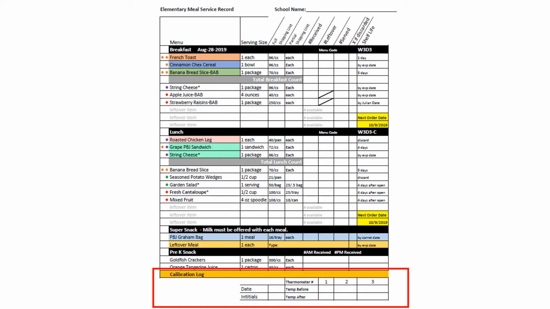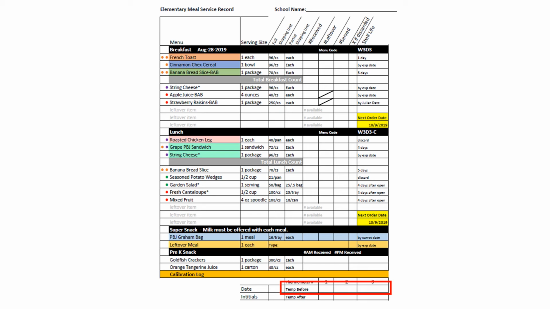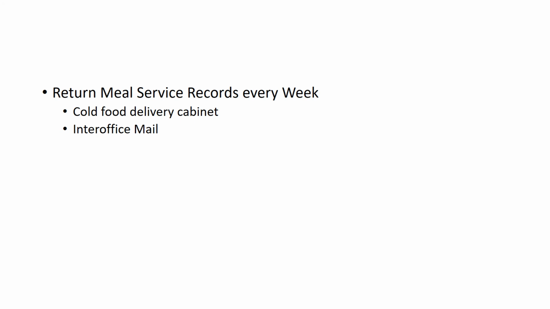To fill out the log, place today's date here. Place your initials here. Record the temperature of the dial thermometer before you calibrate here. Record the temperature after calibration here, which should be 32 degrees Fahrenheit. Do this for all thermometers you have.